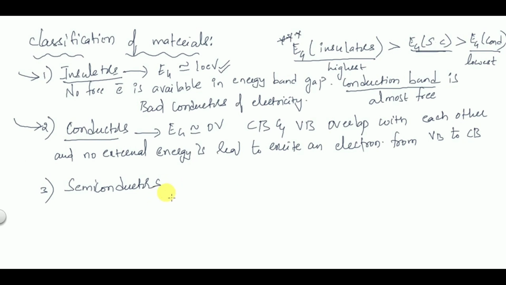For semiconductors, Eg is around 1 electron volt. The value of Eg is small, so we can give some external energy to semiconductors to excite electrons from the valence band to the conduction band. This is how we can classify the materials based on the energy band gap.